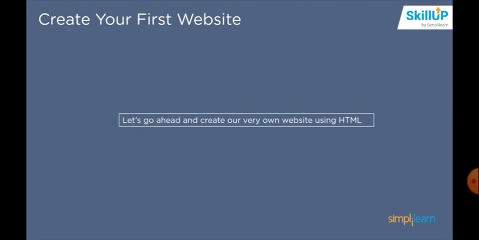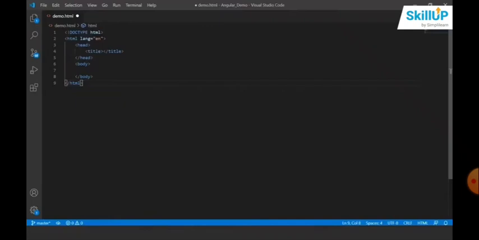So for this, I'm using the text editor, that is Visual Studio Code. You can go ahead and download this text editor from their official website. So here I've created a simple .html file in my VS Code and I've added the initial HTML files. Now let me explain to you one by one.